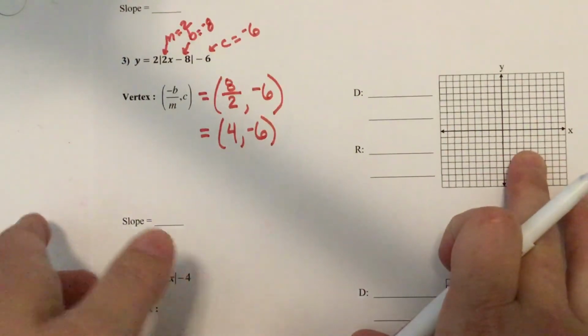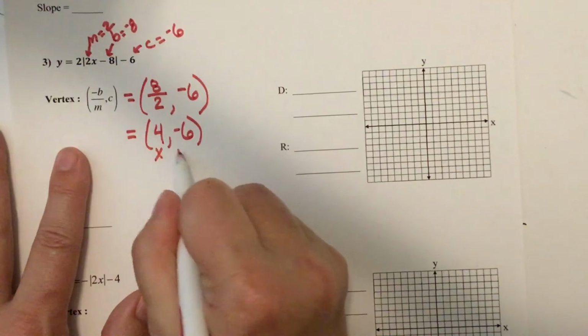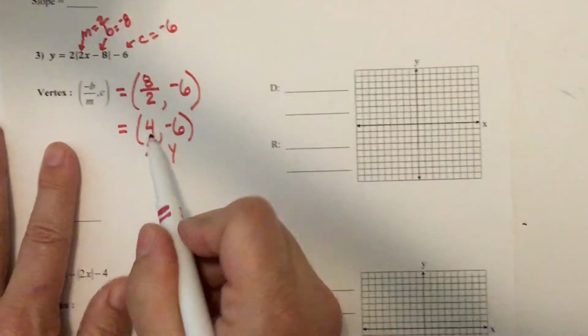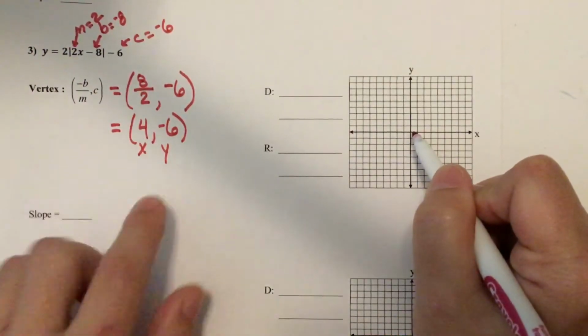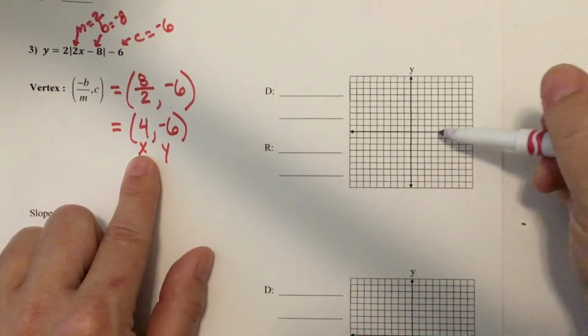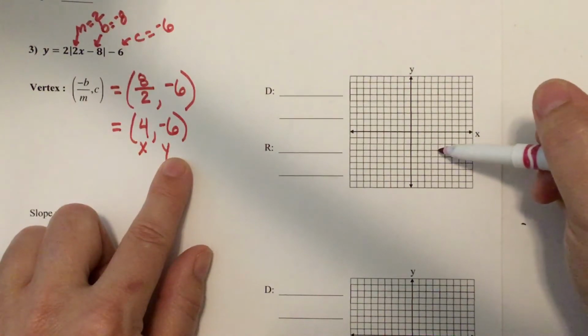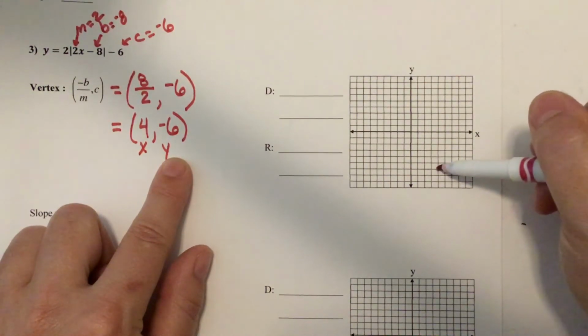So now I want to plot it. So remember, points, X comes first, Y comes second. Remember, X is left or right. So from 0, 0, I'm going to go right 4. 1, 2, 3, 4. But since my Y is a -6, I'm going to go down 6. 1, 2, 3, 4, 5, 6. And there's my vertex at 4, -6.